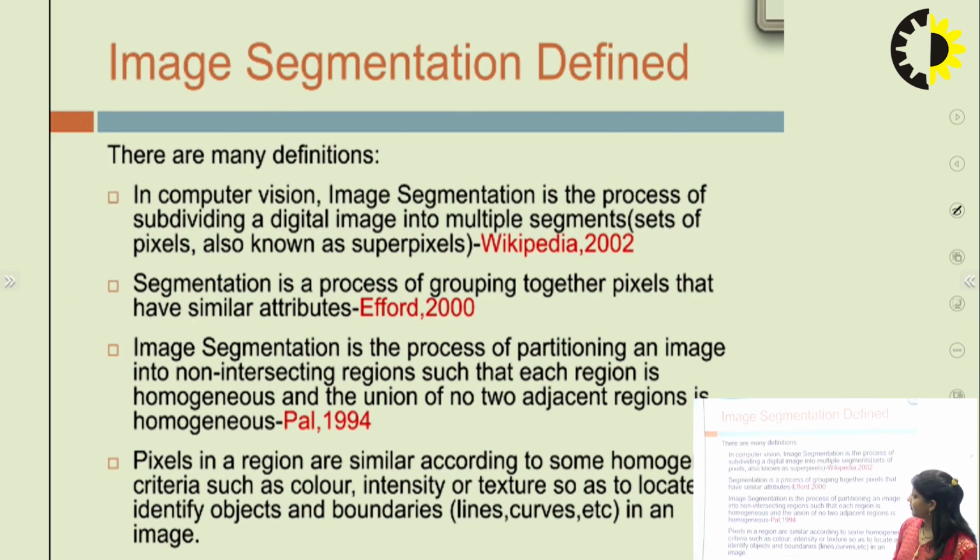Next, the definition, which I already told. You can read and understand the purpose or process of image segmentation: partitioning of an image into non-intersecting regions, such that each region is homogeneous and the union of no two adjacent regions is homogeneous. Means each segment will be separate, and there are no common features or pixels present in both segments. So no two adjacent regions will be homogeneous.